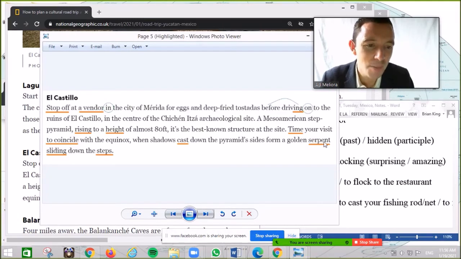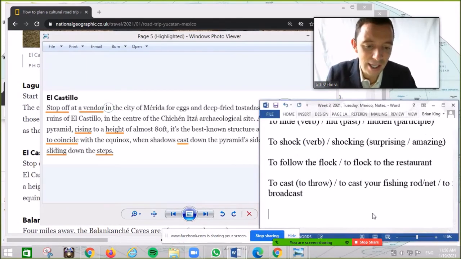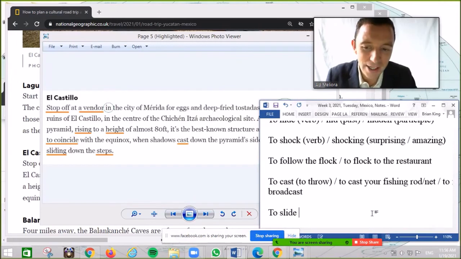And then the serpent is like the snake. It's the same in Spanish. Serpent is a snake. Sliding, deslizar. Okay, so the verb is to slide, deslizar. And here's the gerundio, and the steps are the pasos.